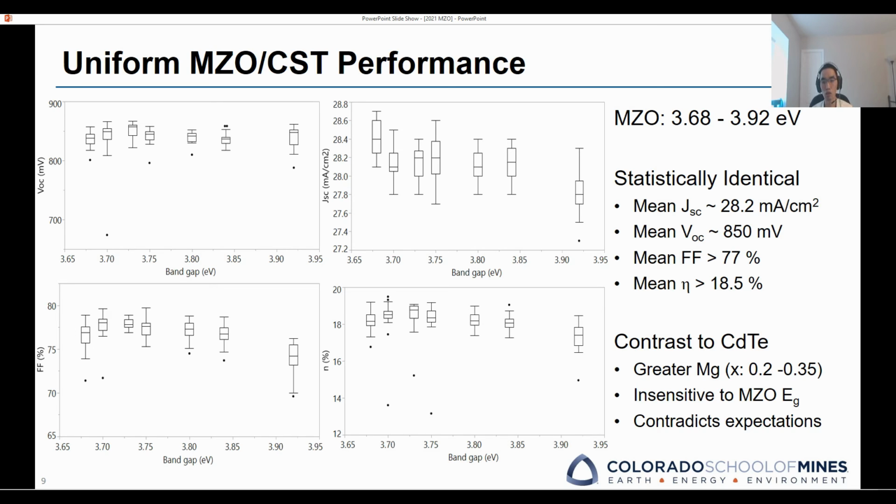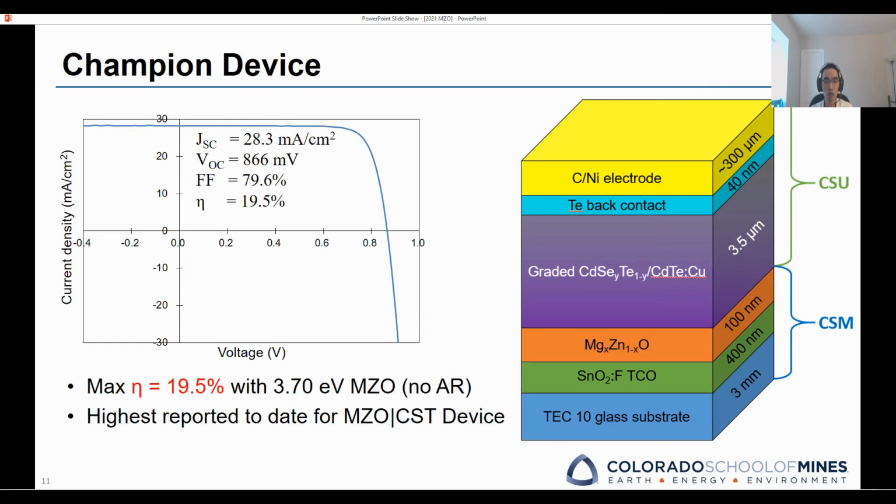Compared to CdTe absorbers, these sets of experiments contradict our expectations because the magnesium content is higher and the device performance is insensitive to the magnesium content in MZO. Our champion device, after optimization, was able to reach 19.5% without an anti-reflective coating. To date, this is the highest number reported using the MZO CST device structure.